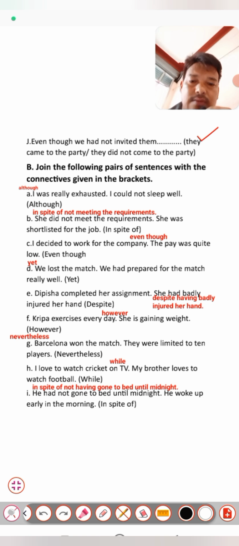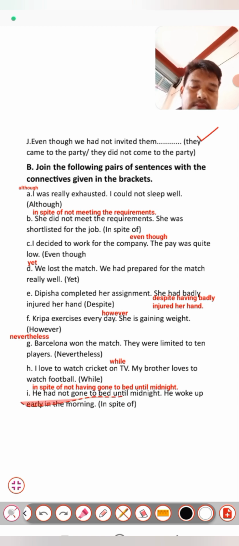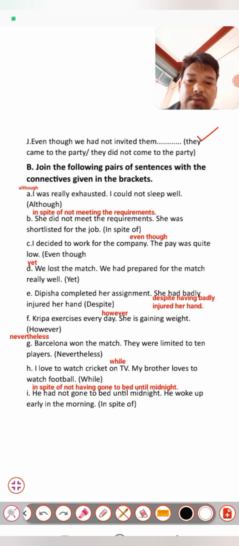H number, while I love to watch cricket, my brother loves to watch football. Now, he had not gone to bed until, in spite of not having gone to bed, he woke up early in the morning. Next one.